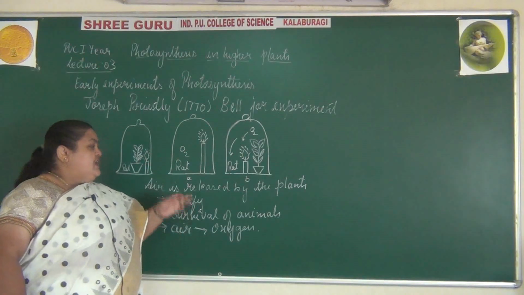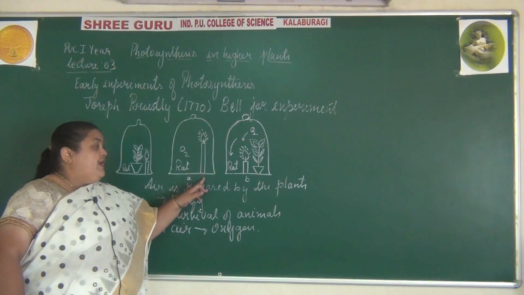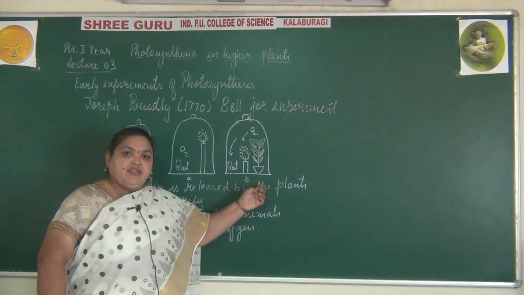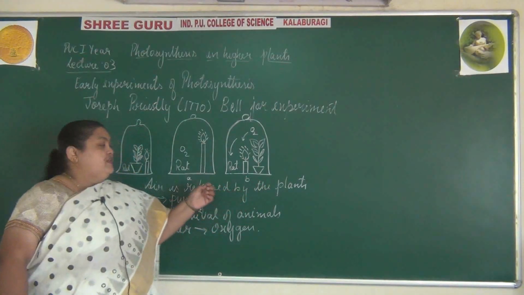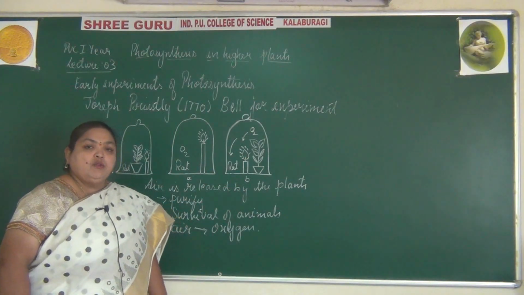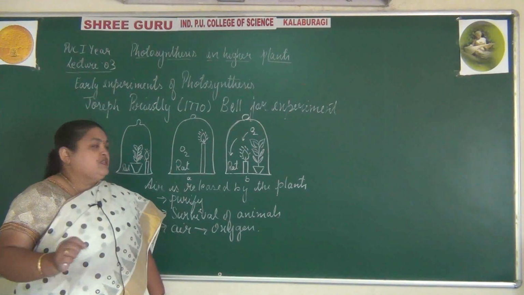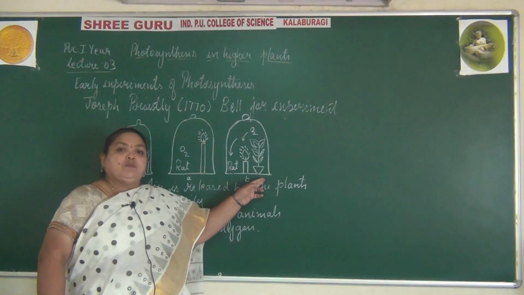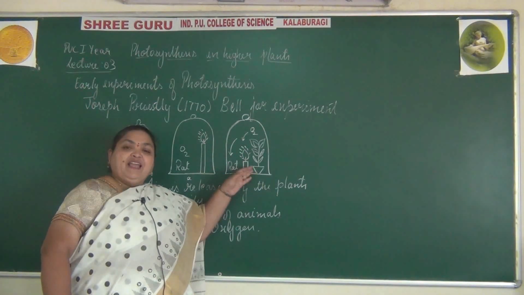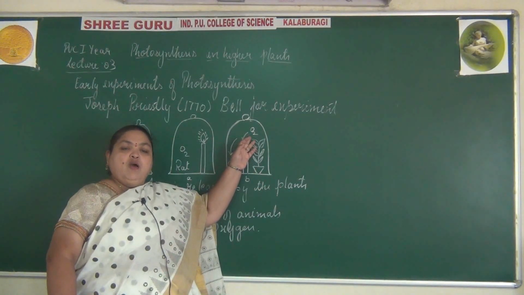Due to suffocation, the rat died and the candle also went out. While in the second setup, when he placed the mint plant in it, he observed that the rat was also surviving and the candle continued to burn. So he gave a concept that plants are responsible for the survival of animals and for combustion. The air that was being released by the plants is nothing but oxygen.